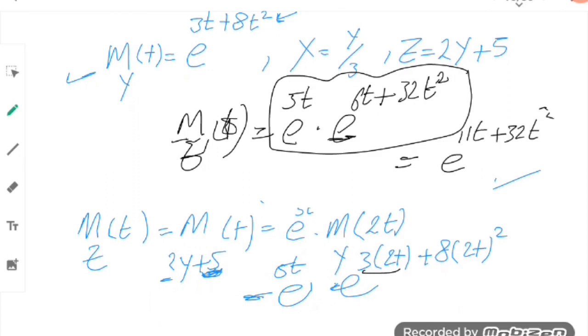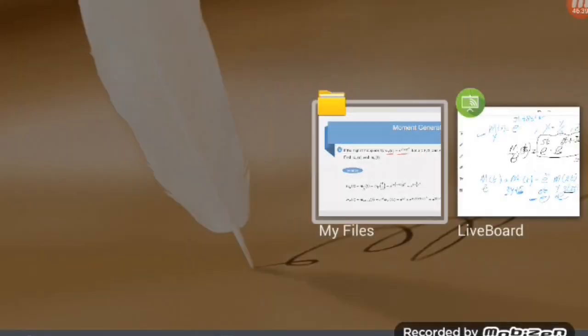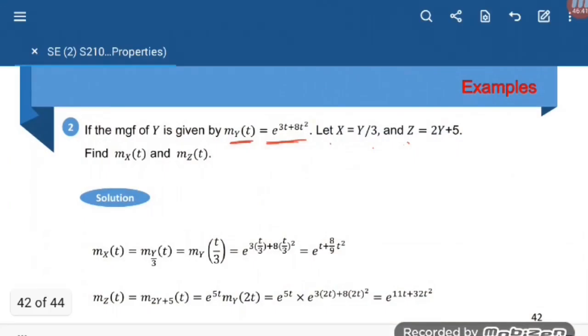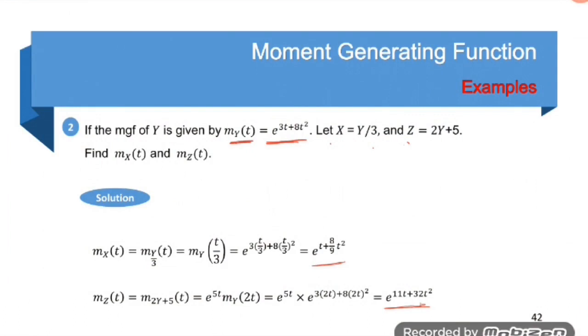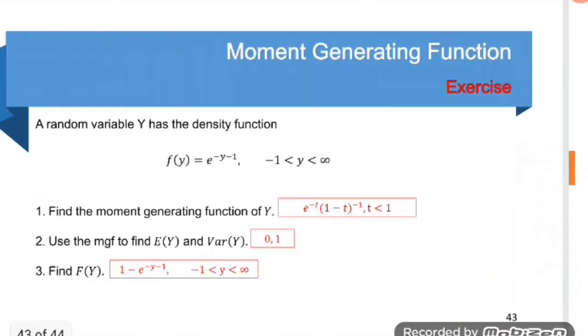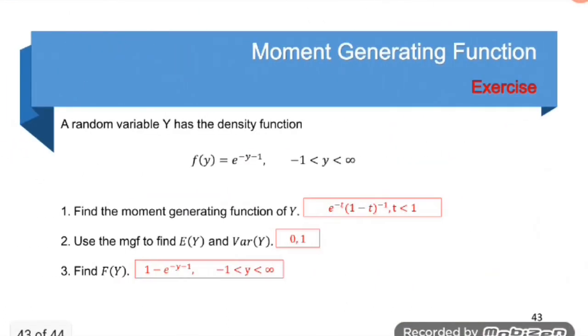If we move to the answer there, yes, 11t plus 32t squared, and here we have the moment of X. At the end here we have one exercise, and I gave you the final answer, so I need you to practice and check if you get a similar answer, and I receive any question by email, so you can ask me at any time.